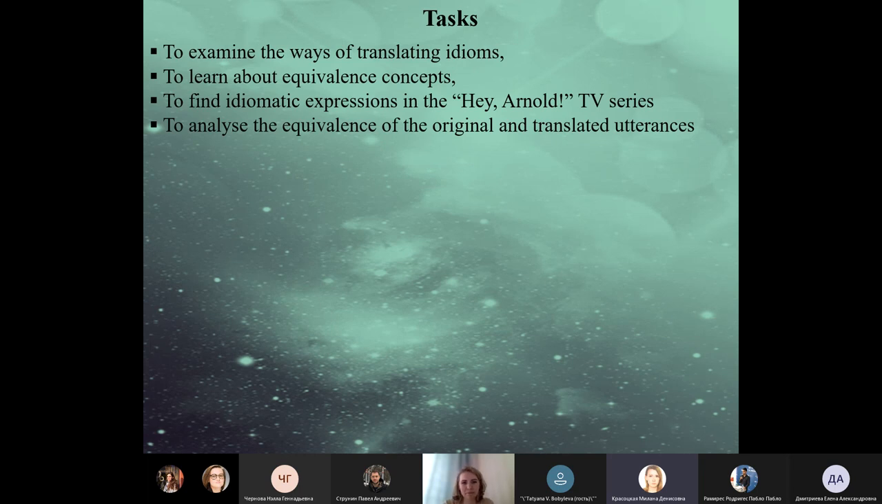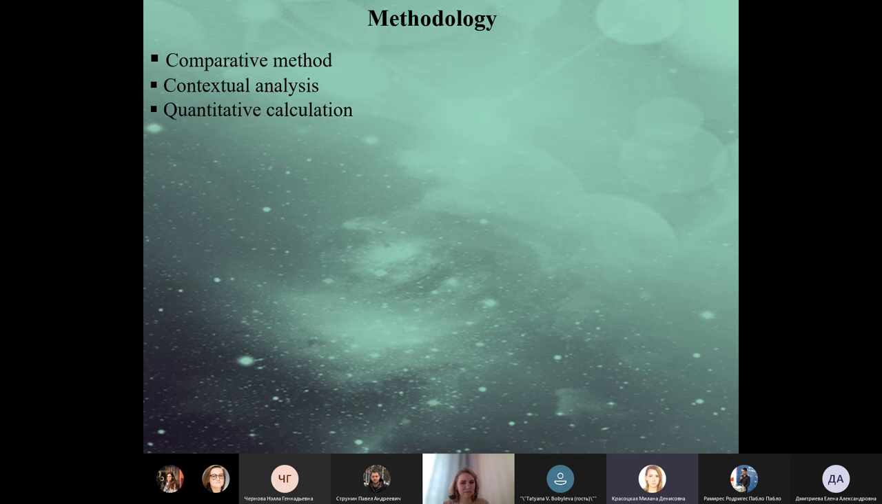The purpose of this research was to discover the most efficient ways of translating idioms. To accomplish this goal, the following tasks were set: to examine the ways of translating idioms, to learn about equivalence concepts, to find idiomatic expressions in the TV series Hey Arnold, and to analyze the equivalence of the original and translated utterances. Our methodology was comparative method, contextual analysis, and quantitative calculation. Each of these methods serves its own purpose. Comparative method is used to compare the original script to the translation. Contextual analysis is needed to examine the surrounding context of idioms, which can influence their connotation, and quantitative calculation is applied to the statistics of using a certain way of translation and reaching a certain level of equivalence.